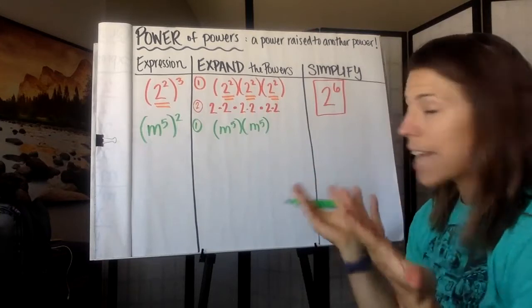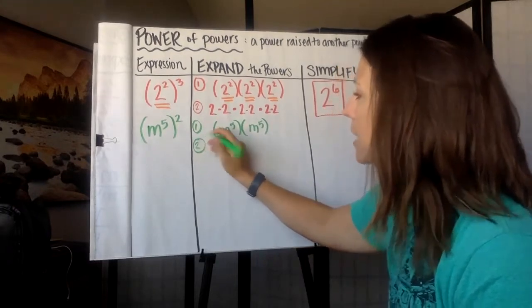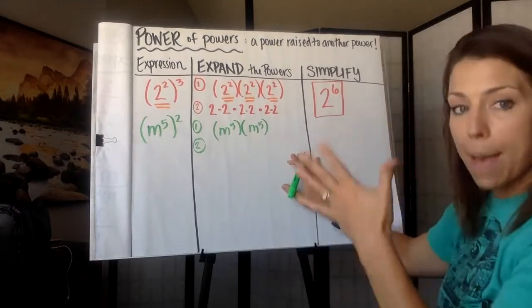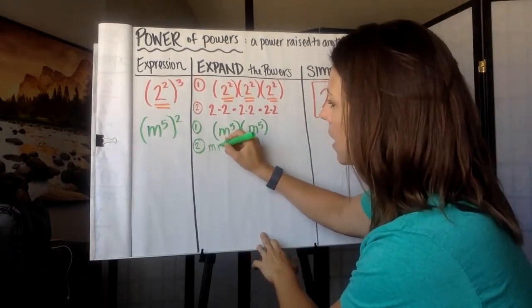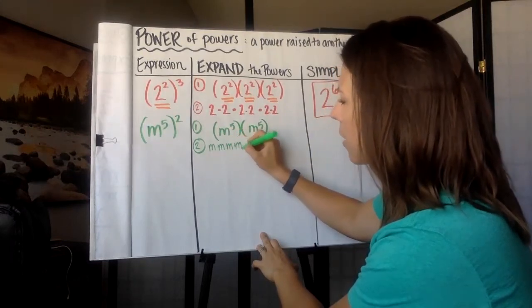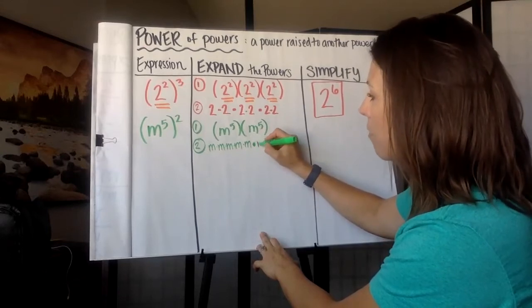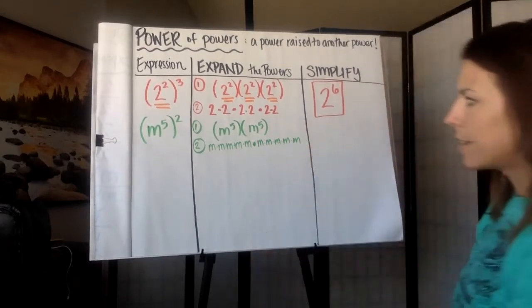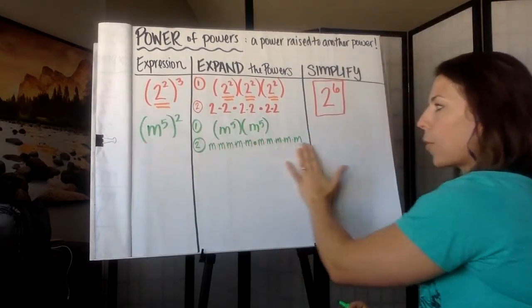Okay, now this has kind of become a product of powers. Step 2, let's expand m to the 5th and m to the 5th. So m to the 5th means m multiplied by itself 5 times. That's m times m, 1, 2, 3, 4, 5, times 5 more, 3, 4, 5. So I started by expanding the first power. Now I've expanded the whole thing.